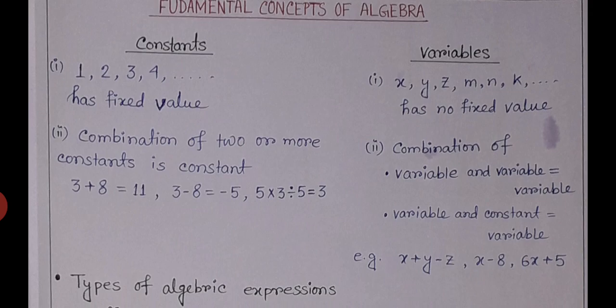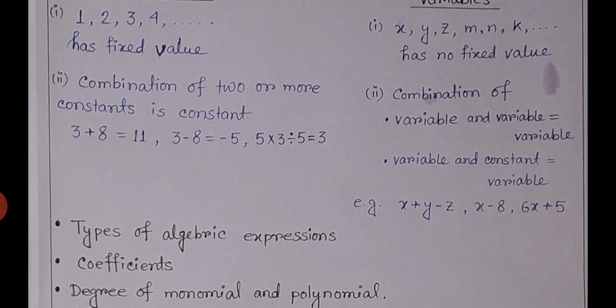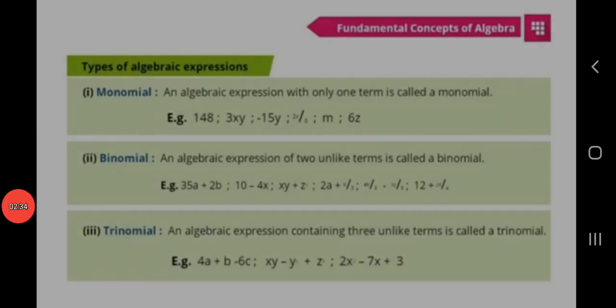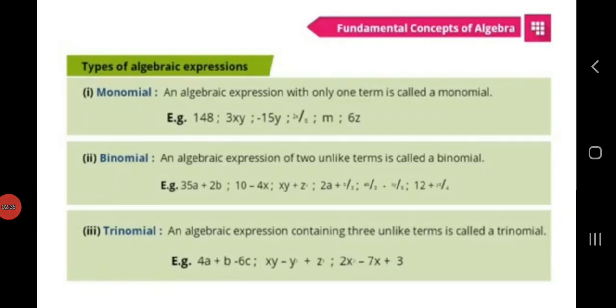Now the types of algebraic expressions. Algebraic expressions are of three types: monomial, binomial and trinomial. Monomial means an algebraic expression with only one term. That means 3xy, 148 or minus 15y. Here all have only one term. So these are called monomial.